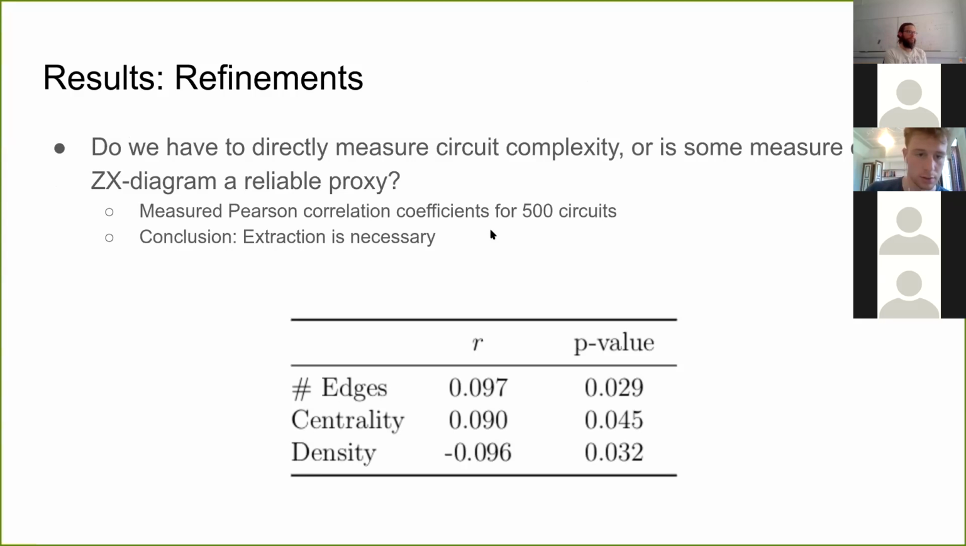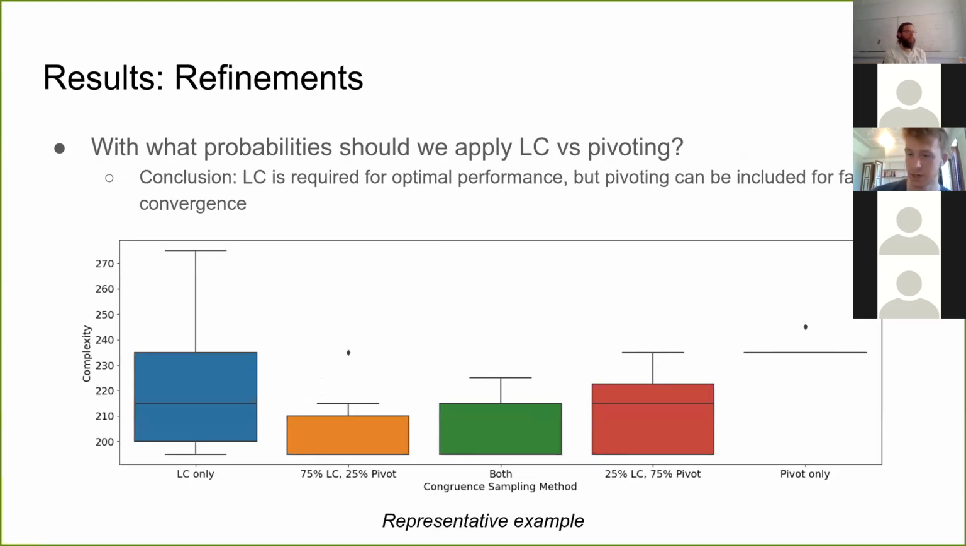But the main question is, do any of these measures of a ZX diagram serve as reliable proxies for this measure of circuit complexity that we've defined? So we generated 500 random circuits with different numbers of qubits and depths, and measured the correlation coefficient. And the answer is no. You need to extract the circuit and measure it. Maybe there are some other measures on the ZX diagram that we didn't think about or didn't test, but this is the case so far. Okay, what's another refinement we can make?